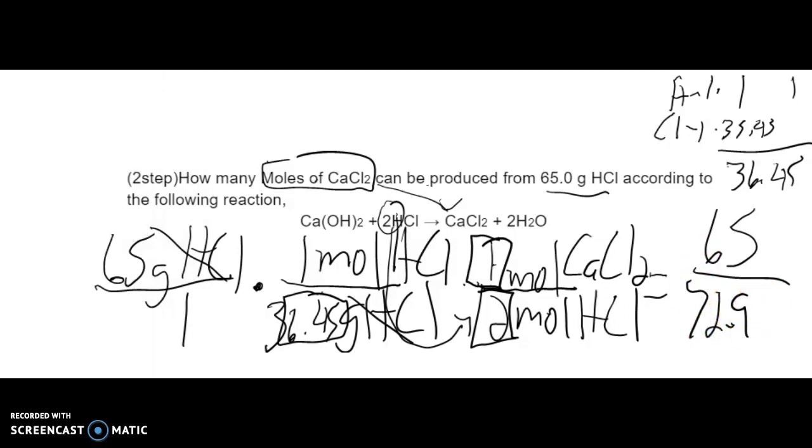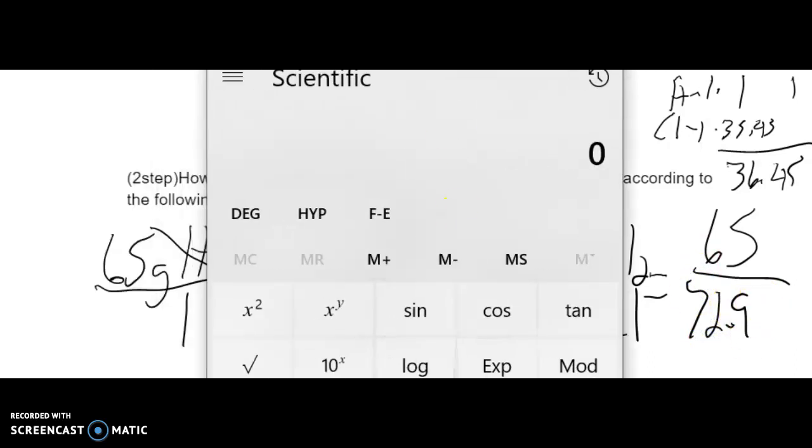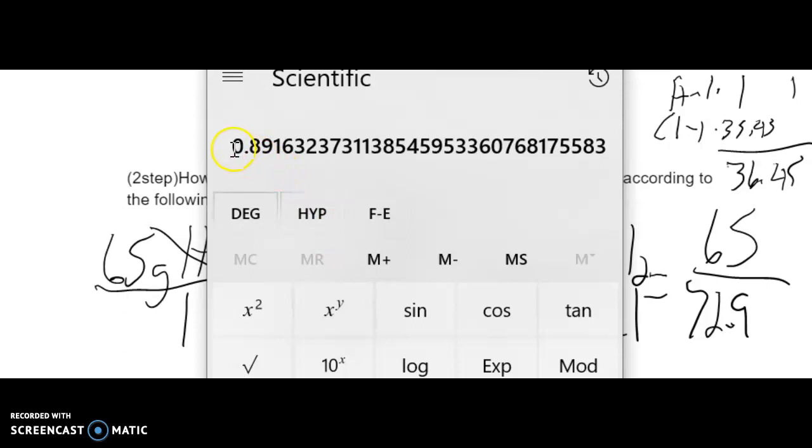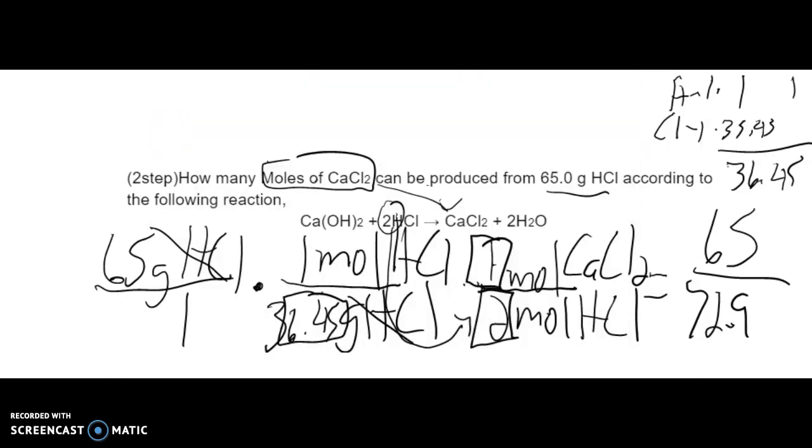65 divided by 72.9 equals 0.89. I'm going to say 0.89 moles CO2. So 0.89 moles, and I said it wrong, CaCl2. I know that because these are all canceling.